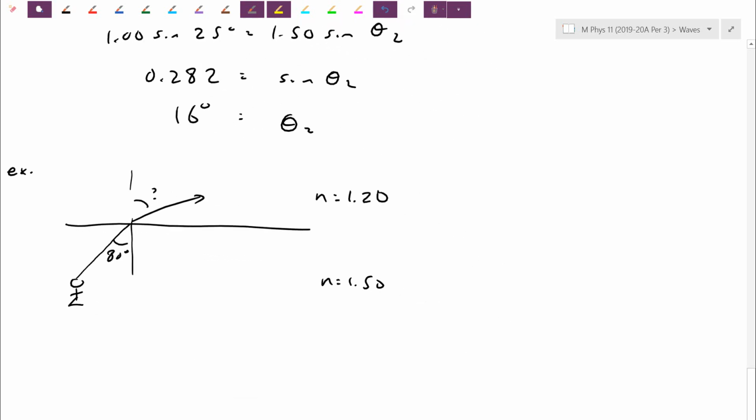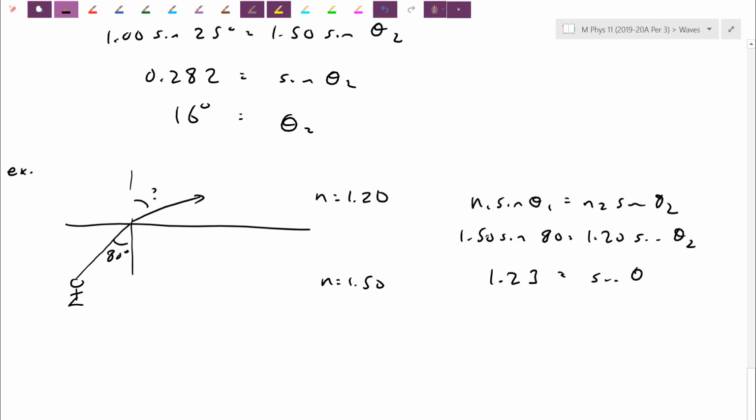I want to know what angle it leaves at. Let's try out Snell's law. n1 sine theta 1 equals n2 sine theta 2. I'm starting off in the 1.5. I'm sending an angle of 80 degrees relative to normal. My n2 is 1.2. What's the new angle that it's supposed to get out at? 1.5 sine of 80 divided by 1.2 gives me 1.23. Sine of theta 2 is going to complain. If you try to inverse sine this, your calculator will just give you an error.